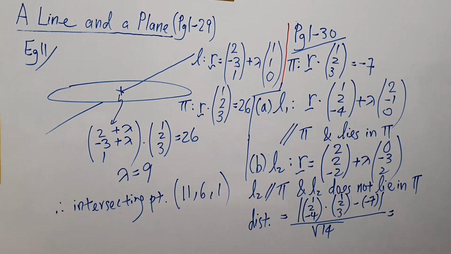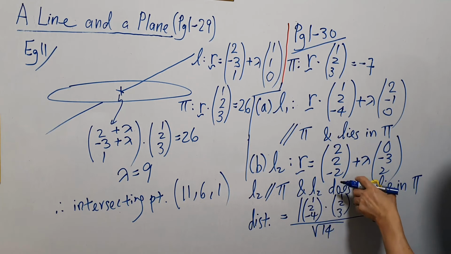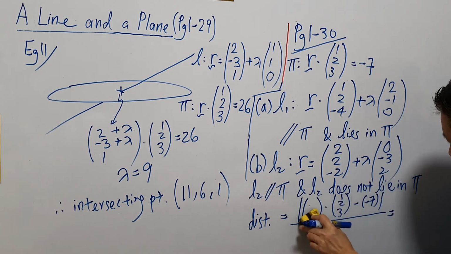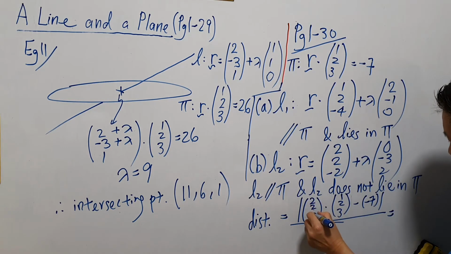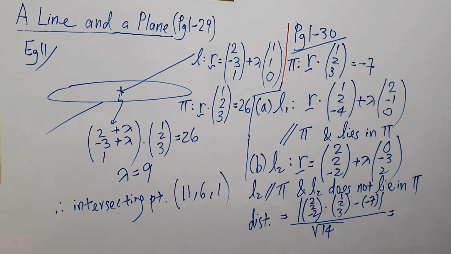Hey, I used the wrong point, sorry. I should be using this point (2, 2, 2). Sorry, I made a mistake. I should be using the point (2, 2, minus 2). Okay, let's check again. 2, 4, 6, 6 minus 6, 0. So there's 7 over root 14. Okay, so that's the exercise on page 130.